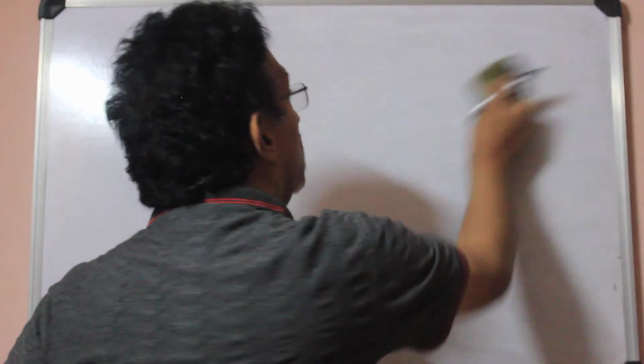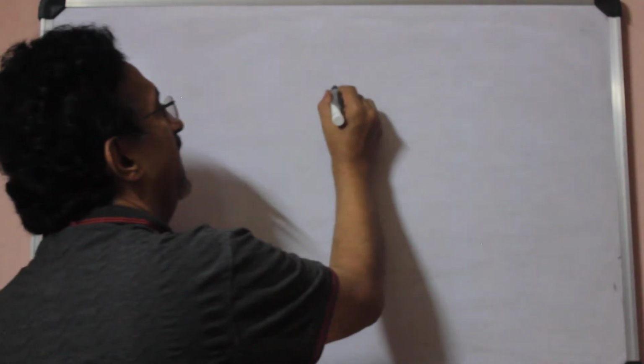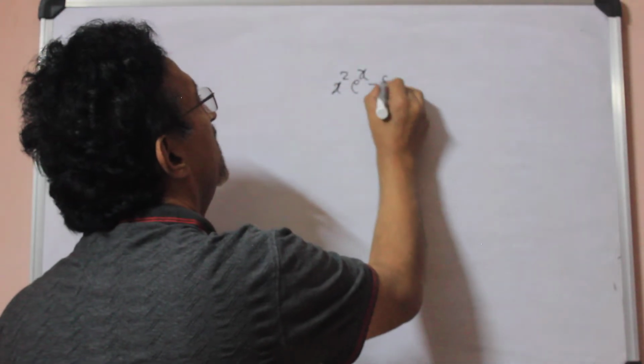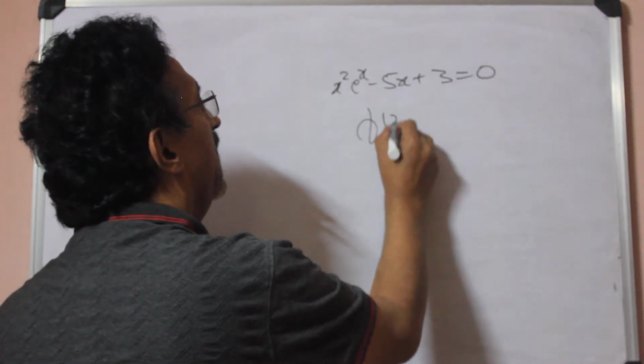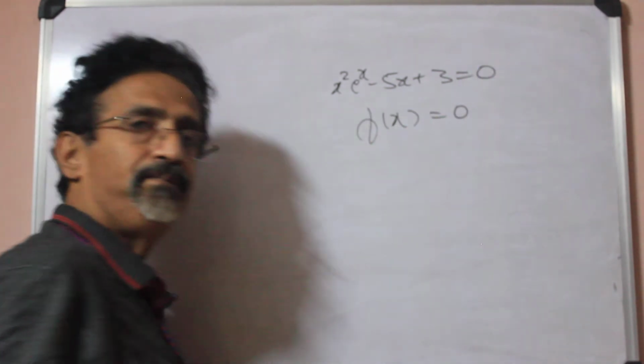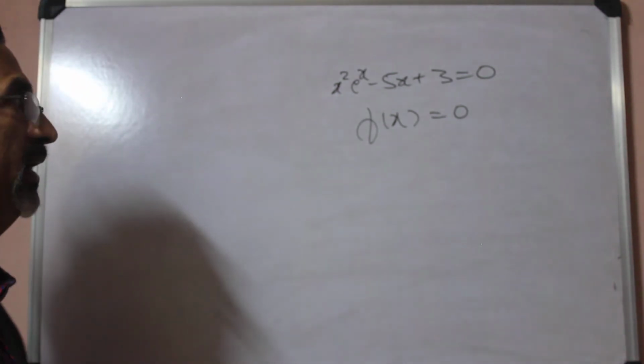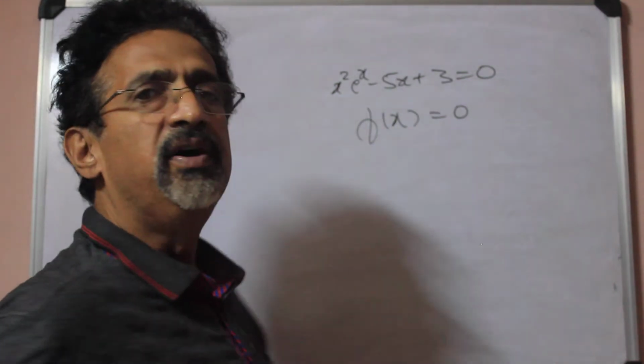Here we make use of certain fundamental equations. I see x squared e raised to x minus 5x plus 3 is equal to 0. I can write this as f of x is equal to 0. Here I make use of some properties of the function.